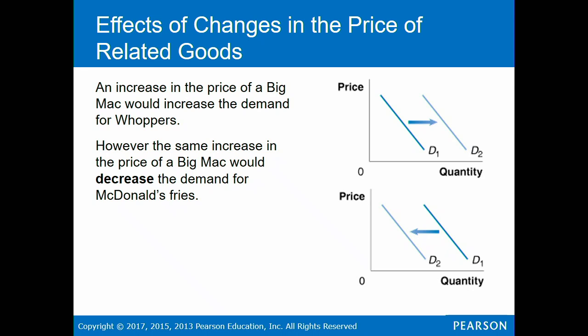So for substitutes, an increase in the price of a Big Mac is going to increase the demand for Whoppers. The demand curve is going to move to the right because now Big Macs are relatively more expensive. So it'll be cheaper for people to go for Whoppers, so more people are going to go for Whoppers. But the same increase in the price for a Big Mac is going to decrease the demand for McDonald's fries. Again, it's now relatively more expensive to get those fries because you're consuming the fries with the Big Mac.